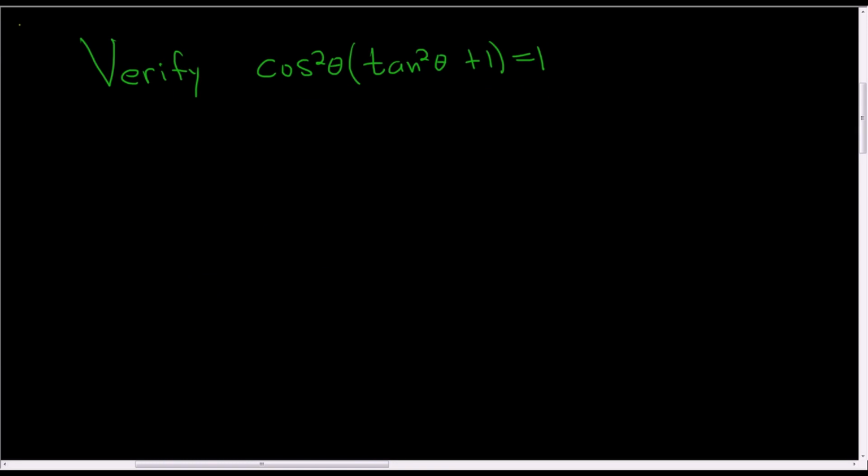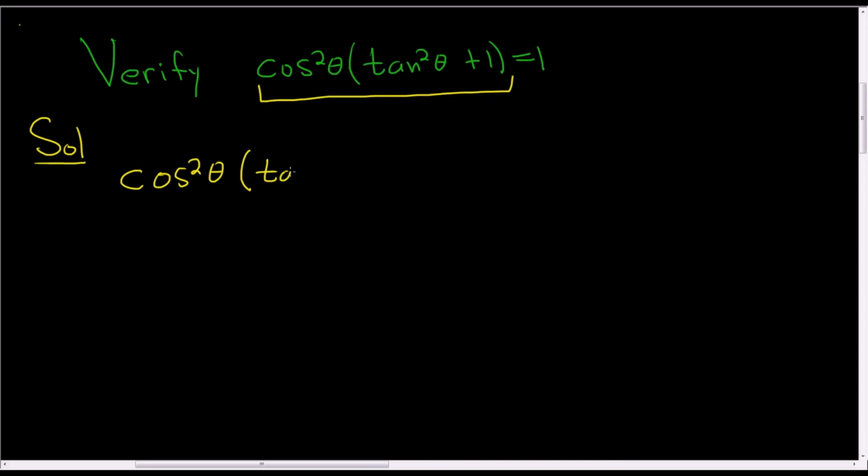We're being asked to verify a trigonometric identity. Solution. To verify an identity, one way to do it is to write down one side and show it's equal to the other side, and usually you want to write down the more complicated side. In this case, this is the more complicated side. So cosine squared theta times tangent squared theta plus 1.